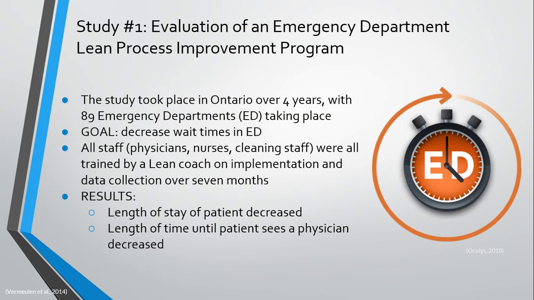Longer wait times have been associated with greater chances of having adverse outcomes for patients, such as mortality. Lean was chosen to decrease wait times in Ontario and improve patient flow. The first step that must be completed is to increase manufacturing efficiency in the hospital.